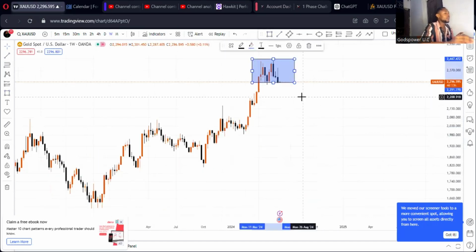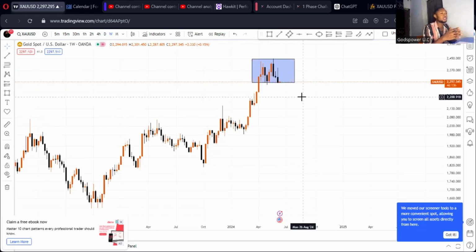What am I seeing over here, guys? You can all see that this is a double top formation, right? Which means, and this is on the weekly, guys, that gold is about to move super bearish, right? Because a double top formation is a bearish reversal pattern.